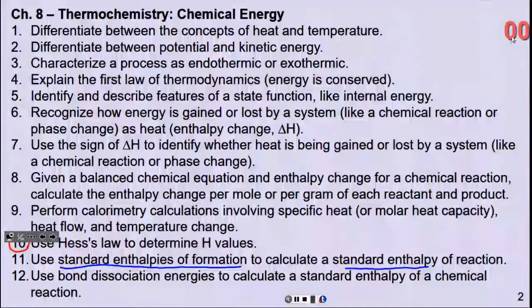The chapter of thermochemistry is the one on the very bottom of the screen here: using bond dissociation energies to calculate a standard enthalpy of a chemical reaction.